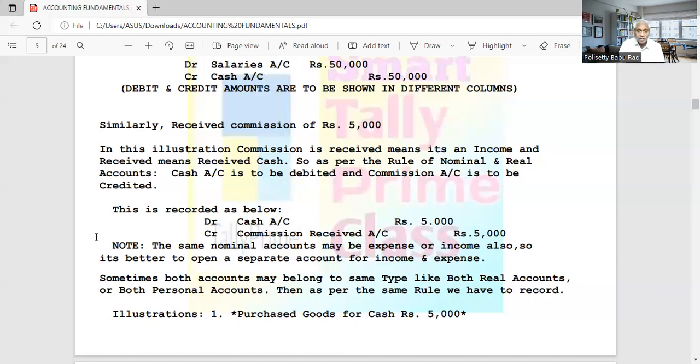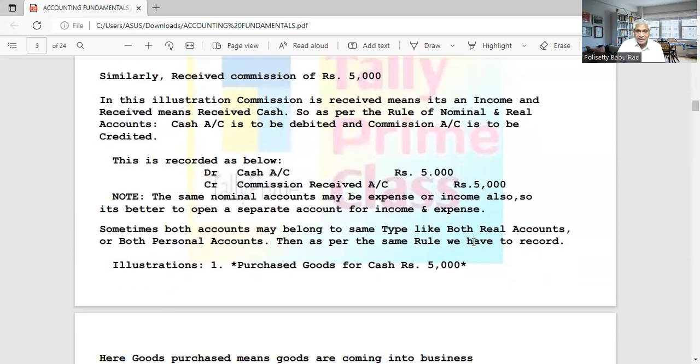That is why incomes and expenses should be shown separately. Even if it is the same account, you have to write the paid amount separately as expense and the received amount as income. In this case, the same nominal account may be an expense or an income, so it is better to open a separate account for income and expense.